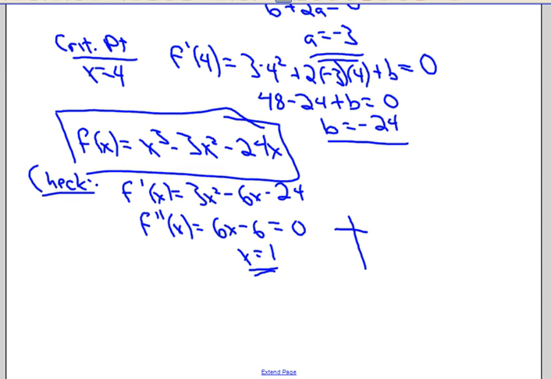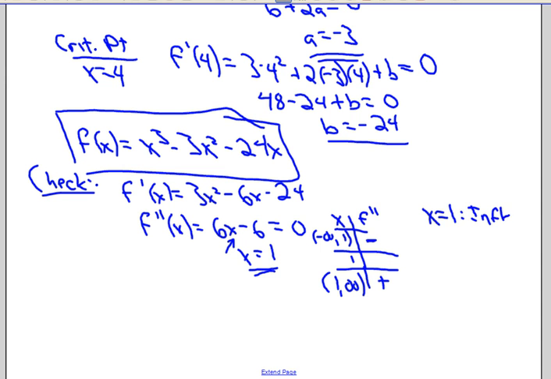I could make a quick little chart here with my second derivative. And if I put in a value less than 1, like 0, true enough, the second derivative is negative. A value bigger than 1, like 2, 6 times 2, put it in again for the second derivative. 6 times 2 is 12 minus 6. It is positive. And so x equals 1 truly is my inflection point. And again, I'm just checking the answer.